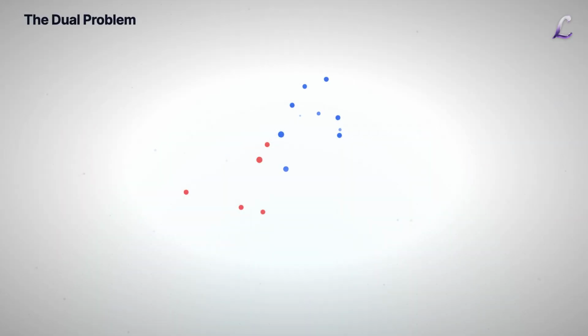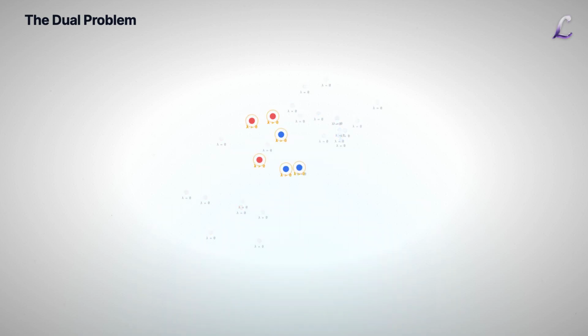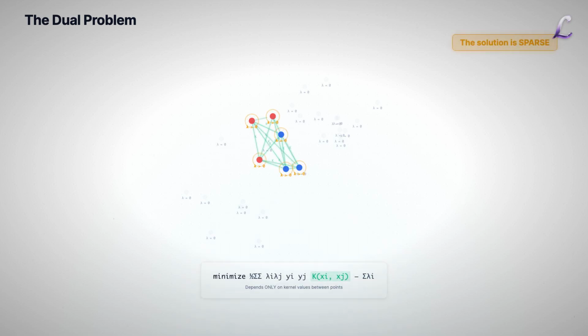To solve this efficiently, we don't solve for W directly. We use Lagrange multipliers to flip this into the dual problem, solving for variables lambda. Here's the magic. The dual formulation depends only on the kernel values between points. It never touches the raw dimensions. Furthermore, the solution is sparse. For most points, lambda is 0. The only points that matter are the support vectors.